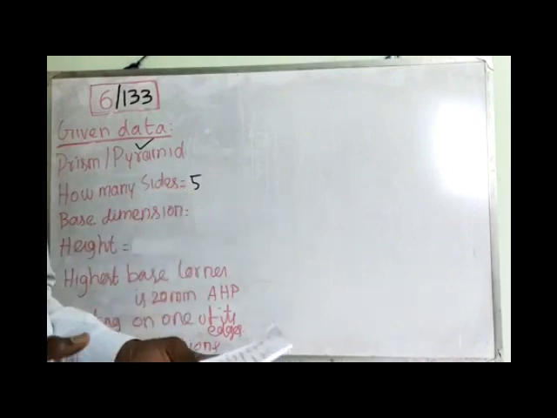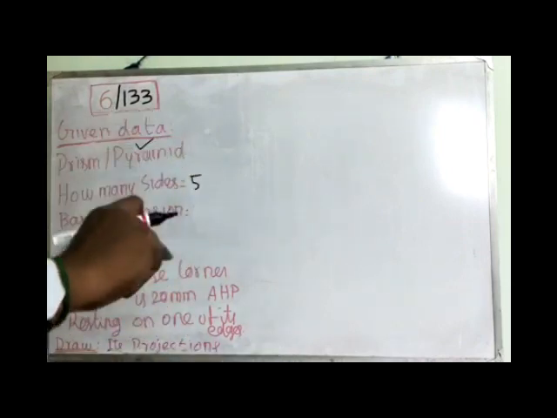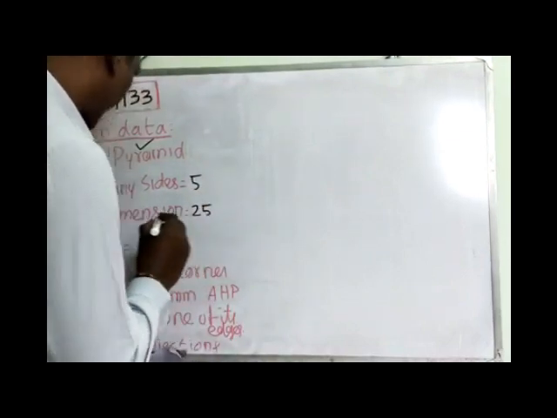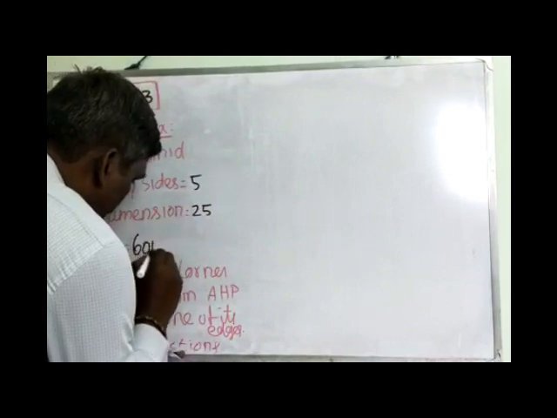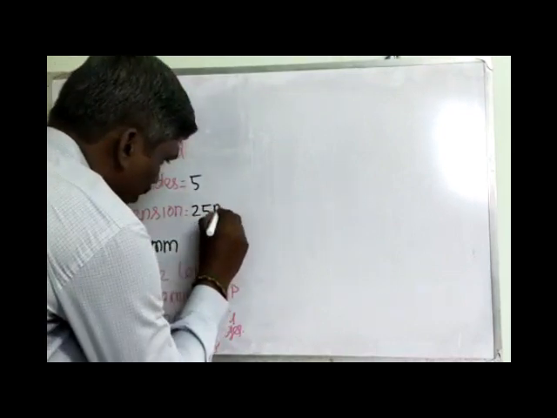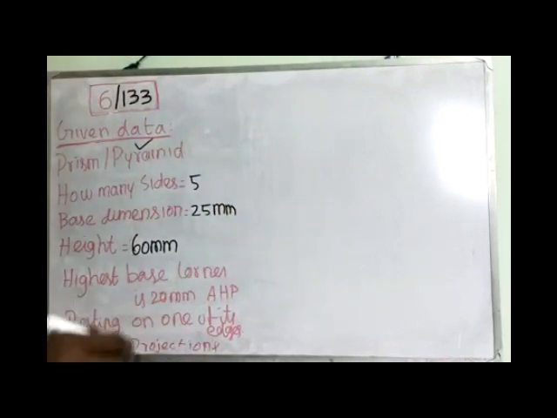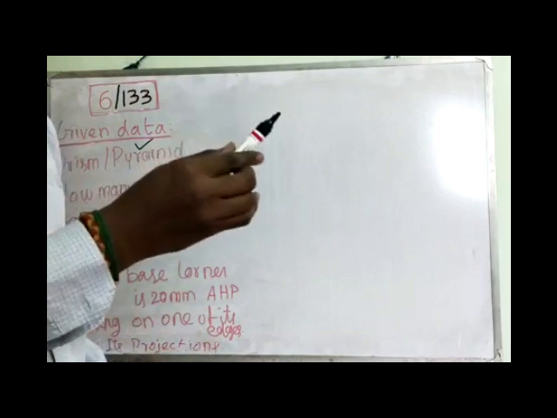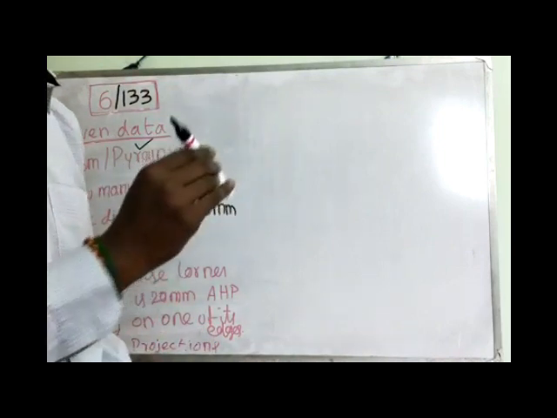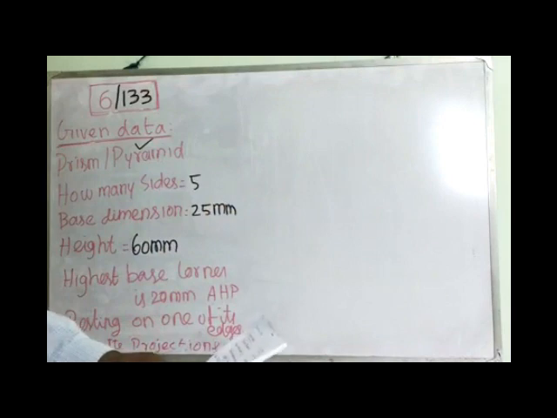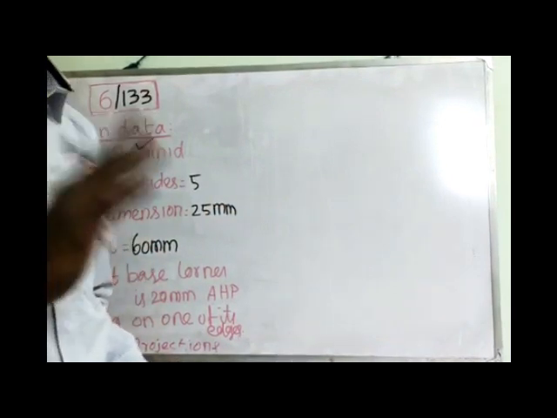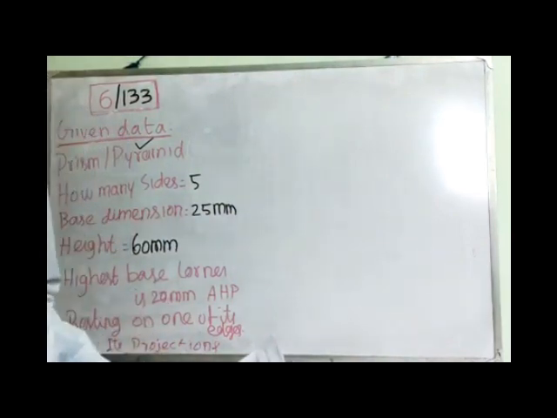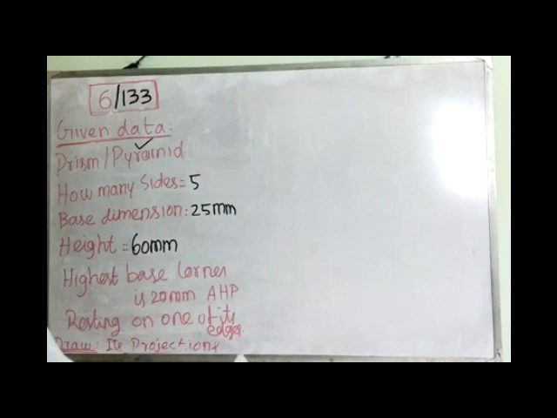For this one, the base side dimension is 25 and the height is 60 millimeter. Now we have to concentrate. Is it solid axis inclined to HP or solid axis inclined to VP? Here the given data is very different. Solid axis inclination is not given. Instead, the highest base corner is 20 mm above the HP.